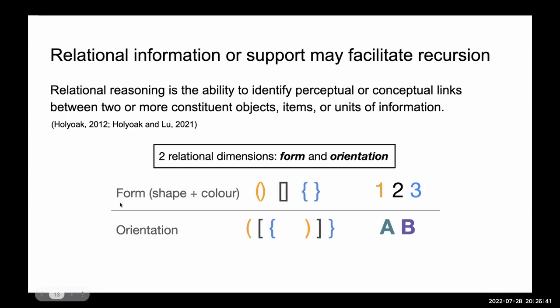Now, one important aspect to point out here is that relational information or support may facilitate recursion. The definition of relational reasoning we're using here is just the ability to identify perceptual or conceptual links between two or more objects or items. In the so-called bracket stimuli which we used here, there were two relational dimensions. The first was form, which included shape and color. So there were three different forms. And then there was orientation, whether the brackets were rightward facing or leftward facing.